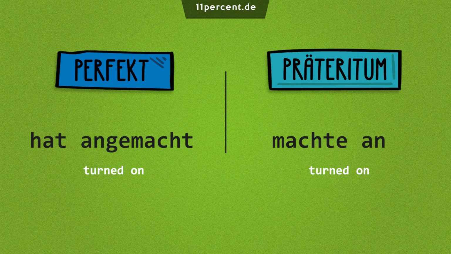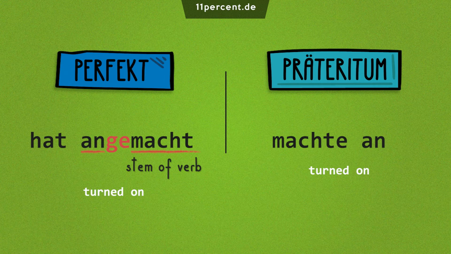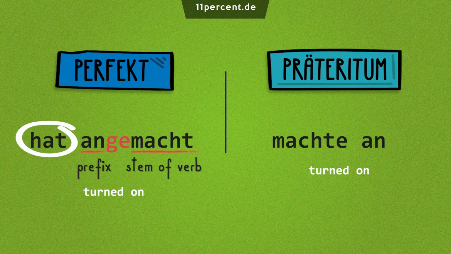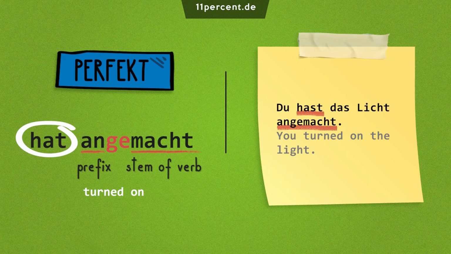Hat angemacht. Here, an gets separated, but not quite. Like with all separable verbs, ge comes between the stem of the verb and the prefix an. So we get the Partizip 2, angemacht, which then gets paired with the verb haben to form the past tense. Du hast das Licht angemacht. You turned on the light.